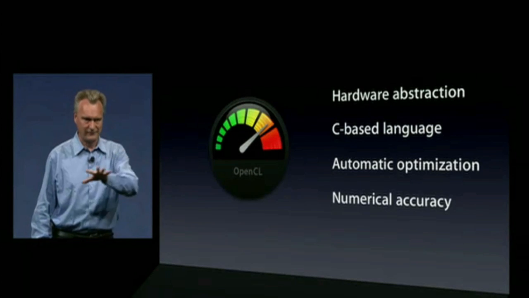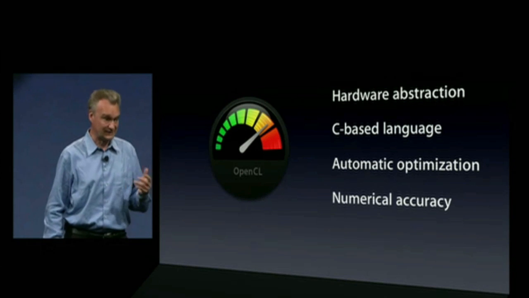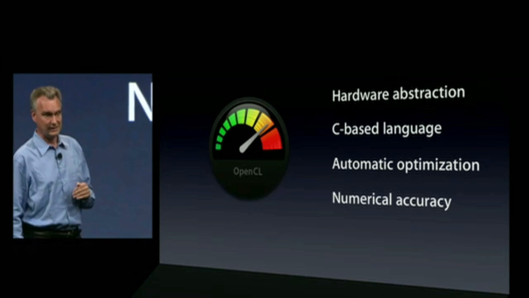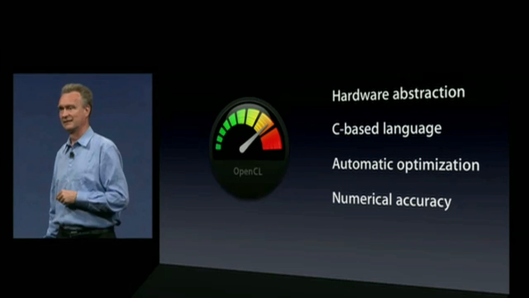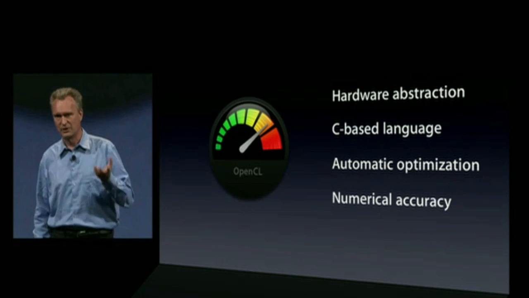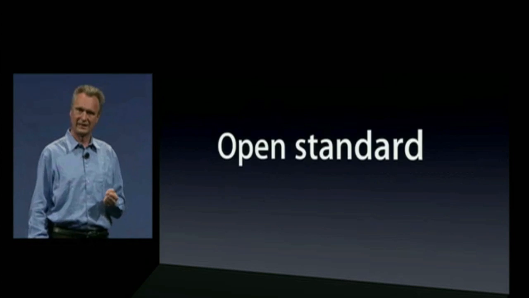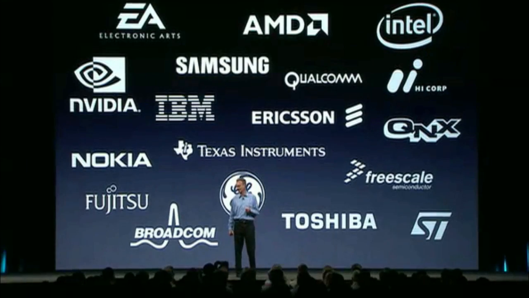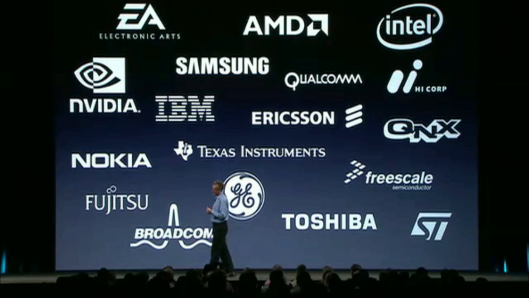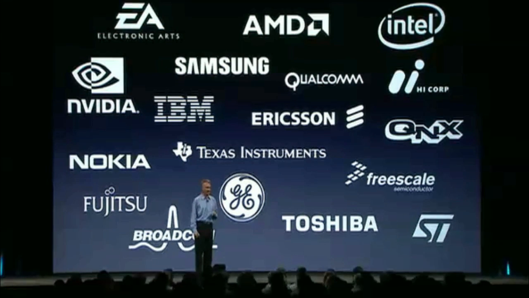It protects you as developers from exactly what card the user has. It's based on C, so there's very low learning curve. It uses sophisticated compilation techniques to optimize. And it has numerical accuracy, which means you can use that for scientific computation. We've also decided to make it an open standard, and many companies are participating. In fact, all the top manufacturers of graphics chips are in.